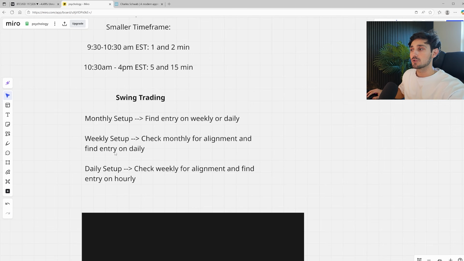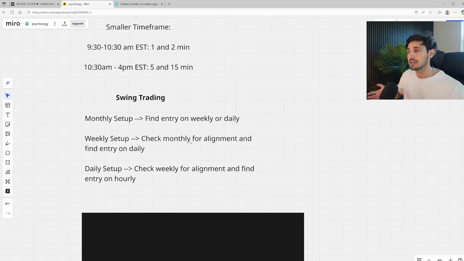Now, let's say you see a weekly setup. What I would do first is take a look at one time frame above and also take a look at the time frame below. So if you're looking at the weekly chart, I would look at the monthly just to make sure that everything is aligned. So let's say you see an opportunity to go long on the weekly chart.